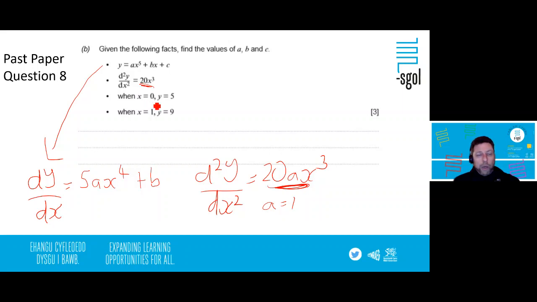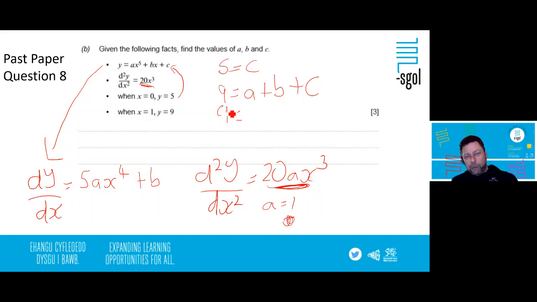When x equals 0, y equals 5, I'm now going to substitute those into here. So I've got 5 equals, well, x is 0, 0 plus 0 plus c. That makes c worth 5. When x equals 1, y equals 9. So instead of y on the front, I'm going to write 9. x equals 1. 1 to the power of 5 is 1. 9 equals a, plus b times 1 is b, plus c. But luckily, we already know from earlier that a is worth 1.